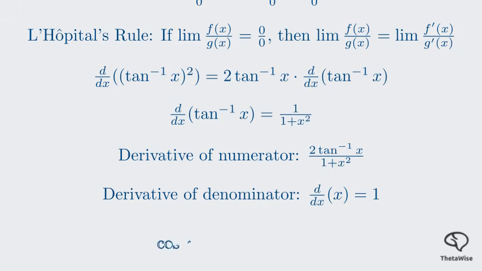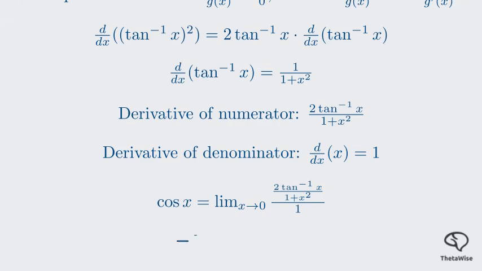Now we substitute these derivatives back into our limit. We get the limit of our new numerator, 2 times inverse tangent of x, all over 1 plus x squared, divided by 1. Since dividing by 1 doesn't change anything, the expression simplifies to the limit of 2 times inverse tangent of x, all over 1 plus x squared.